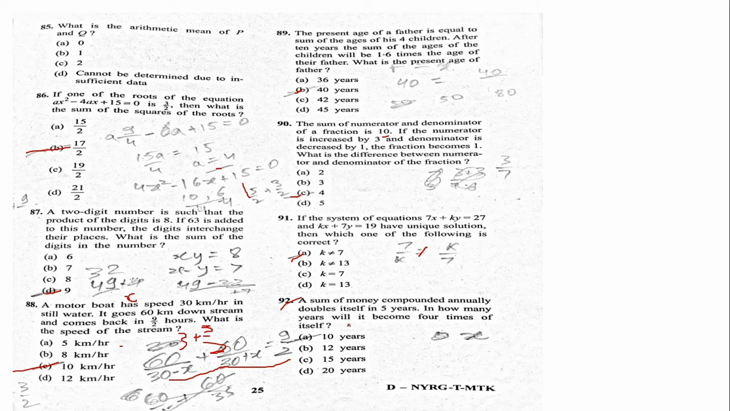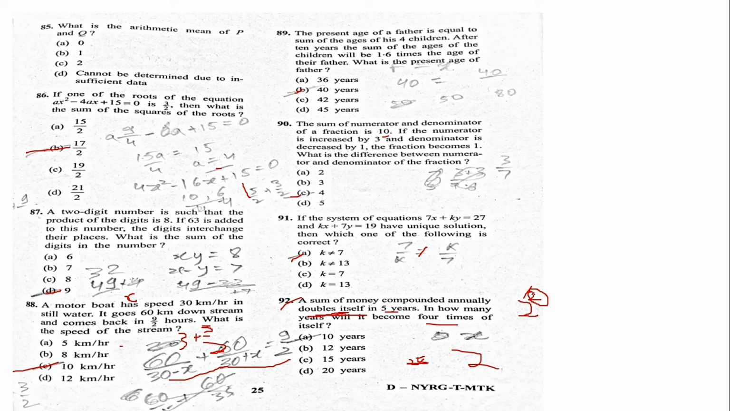And now the 92nd question says that in 5 years the amount becomes double. So to become four times, it will take two times the initial time. Since it is becoming four times, and four times is the square of two, it is two times the initial doubling time, so the initial doubling time takes fifth hour.